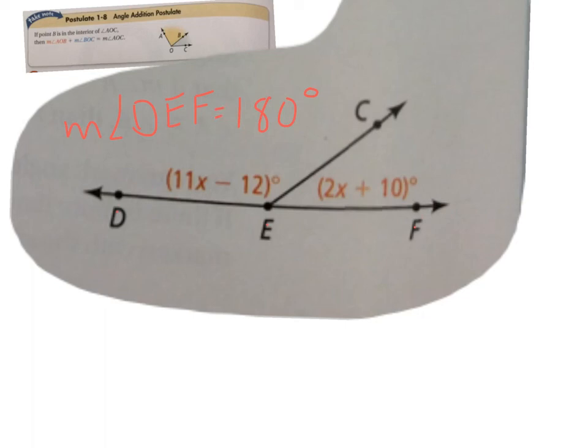So therefore, to solve this equation, we could just do this. 4x minus 12 plus 2x minus 10 is going to equal 180 degrees. So there's the equation that we would want to solve. And if we solve that for x, we would get x is equal to 14.